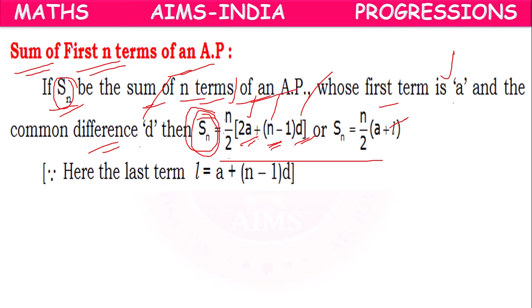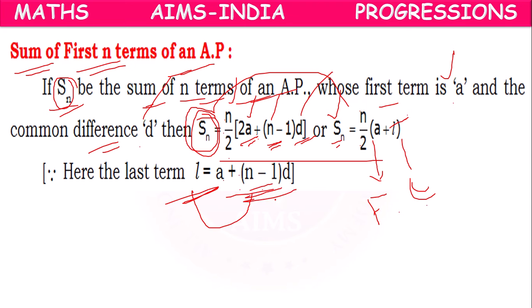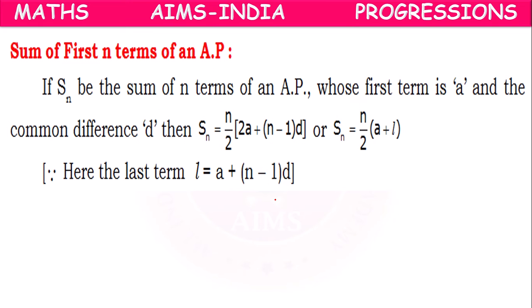Or if a is the first term and L is the last term, basing on first term and last term, we can write in another way, that is Sn, sum of n terms, equal to n by 2 into a plus L, where L is the last term or nth term, which is given by a plus n minus 1 into d.